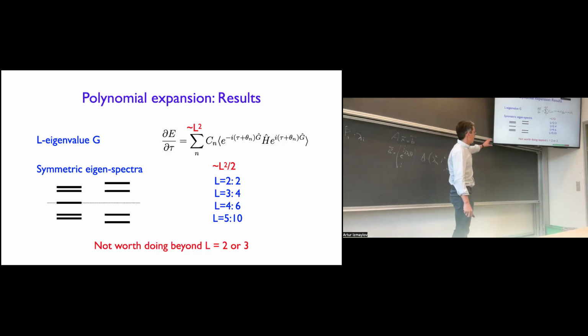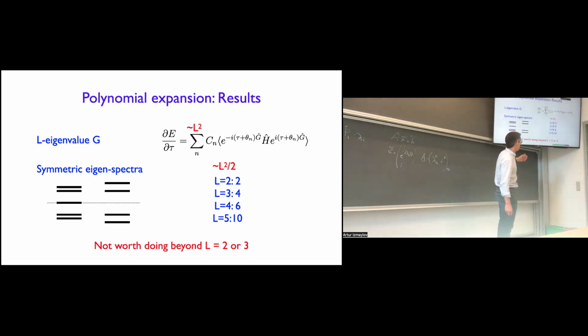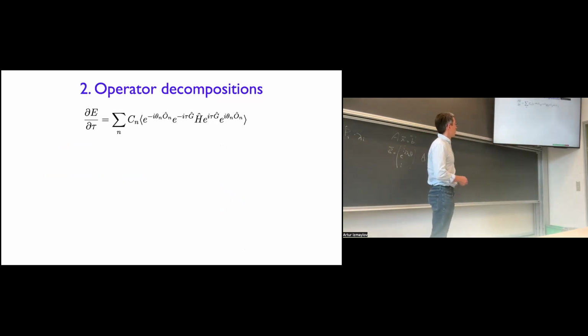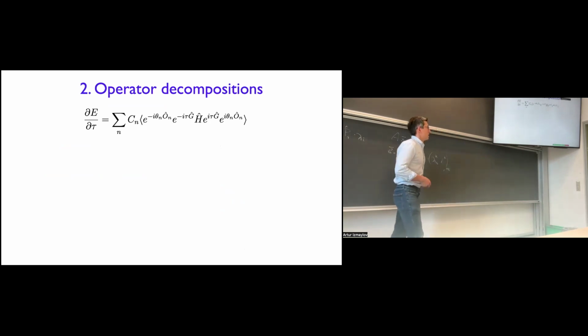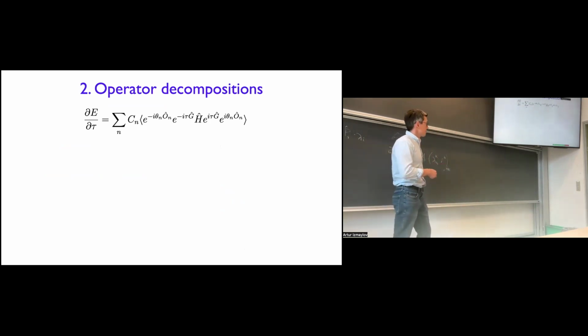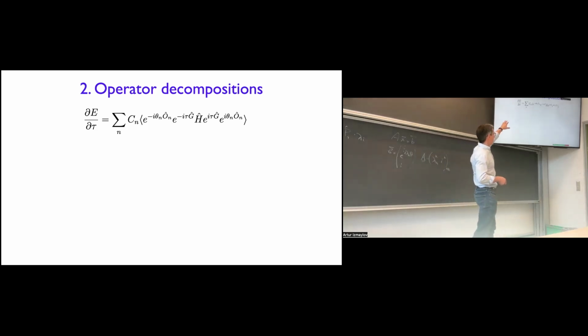Now we will see that it's not worth using this expression for L more than 2 or 3, because the other way, where we essentially decompose the generator into some simple operators which contain only 2 or 3 eigenvalues, is potentially even better in terms of the scaling. So this is the type of expression we get in the second route.